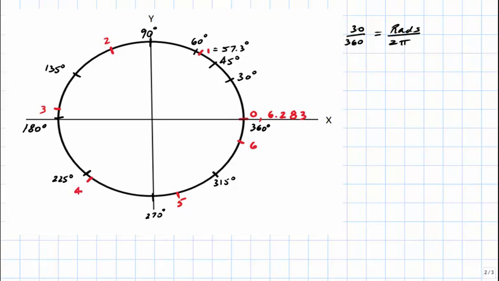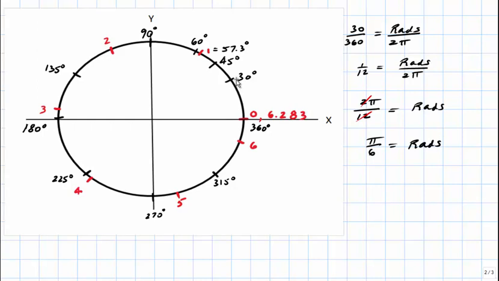Now let's note that 30 divided by 360 can be reduced to 1/12. That would equal the radians divided by 2 pi. Next, we'll multiply both sides by 2 pi. And that'll result in 2 pi divided by 12 equals the radians. And, of course, 2 goes into 12 6 times. And the final result looks like pi over 6. And so 30 degrees corresponds to pi over 6 radians.